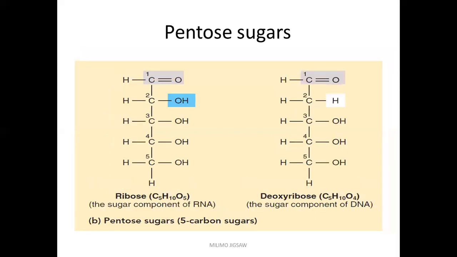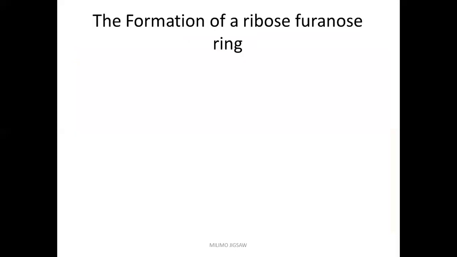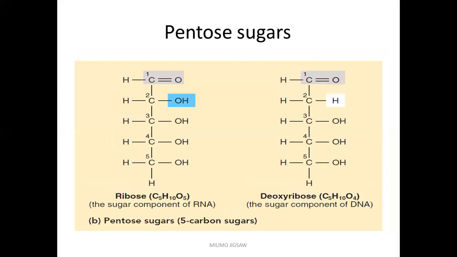And then we have the pentose sugars. Pentose means 5, so they have 5 carbon atoms. They are aldehyde, right? Because they have a terminal carbonyl group.